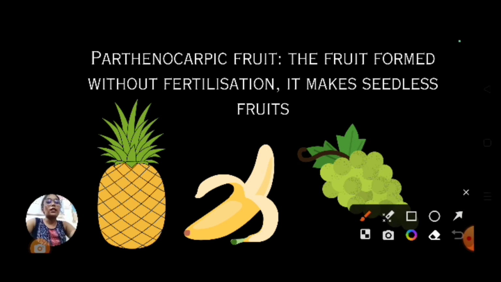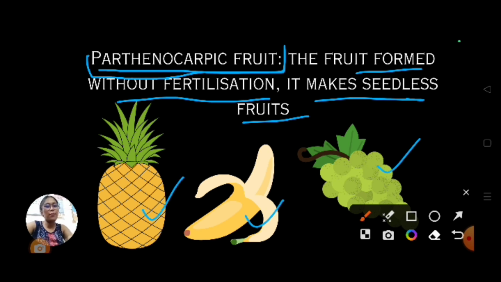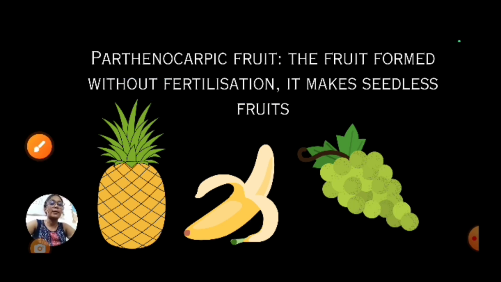Let's start with the parthenocarpic fruit. What are parthenocarpic fruits? They are fruits formed without fertilization, and they generally make seedless fruits. We can see parthenocarpic fruits in pineapples, bananas, grapes and many more. There is no fertilization taking place and the fruit is developed, so these fruits are called parthenocarpic fruits, and they are generally seedless.